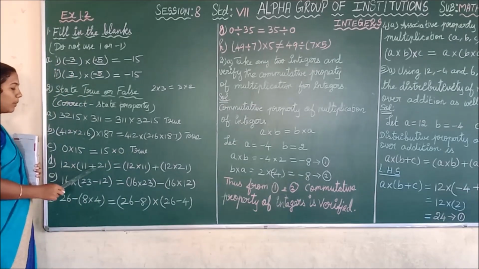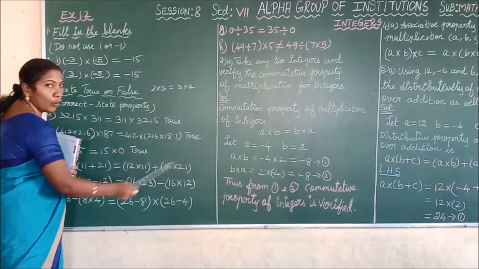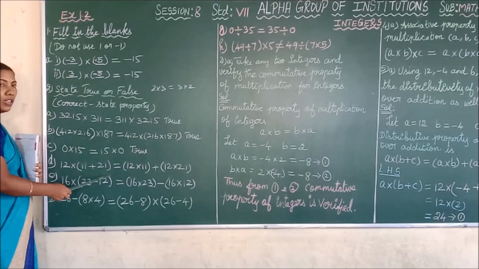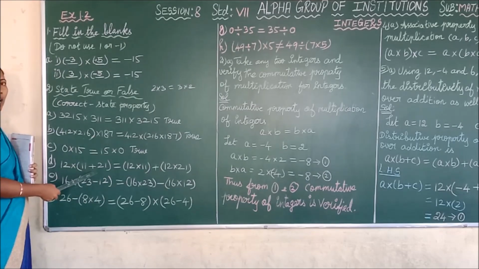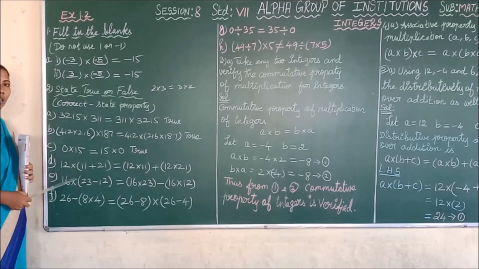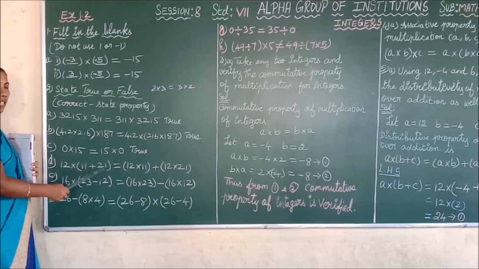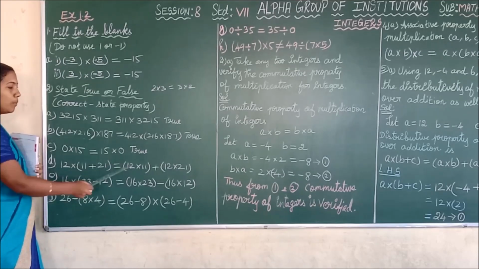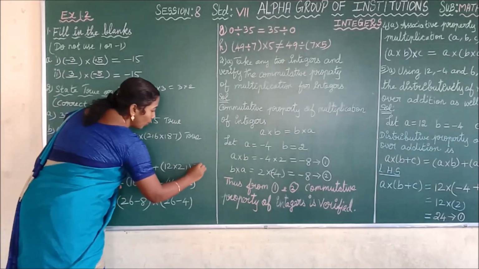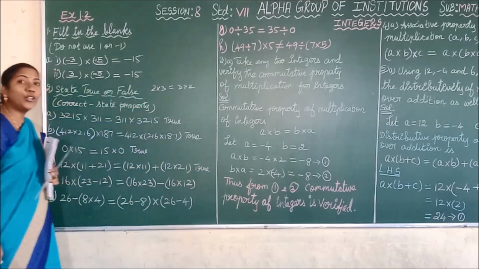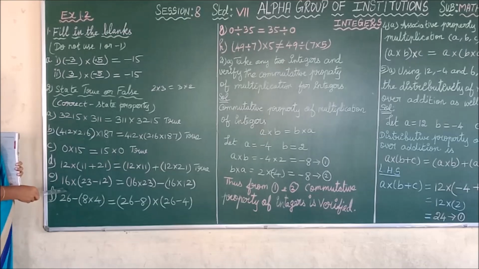12 into (11 plus 21) is equal to 12 into 11 plus 12 into 21. See here, three elements are taken and how many operations? Two operations. One is multiplication and another one is addition. So what is the property here? Yes, distributive property. Thus, A into (B plus C) is equal to A into B plus A into C. Therefore, the statement is true. You have to write the property as distributive property of multiplication over addition. Okay. See the next one.